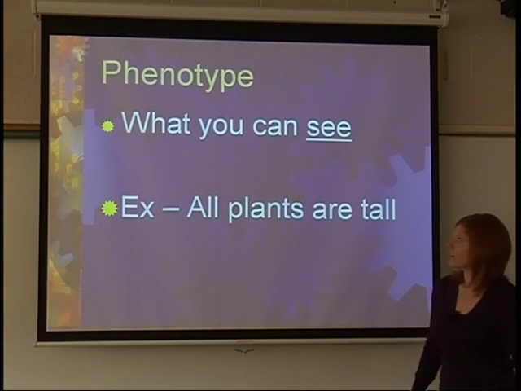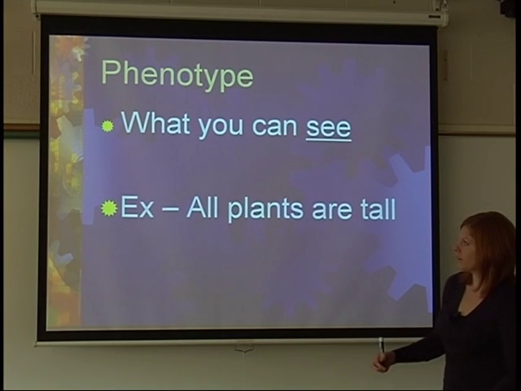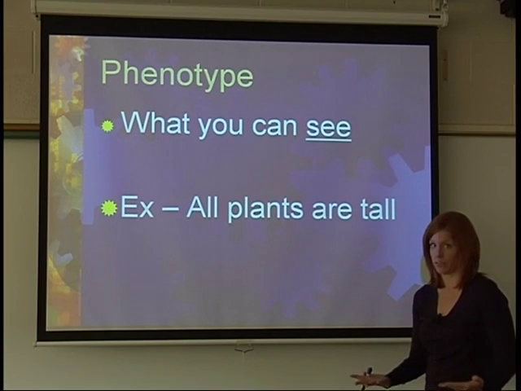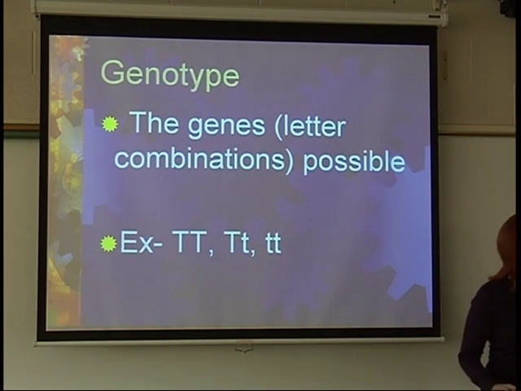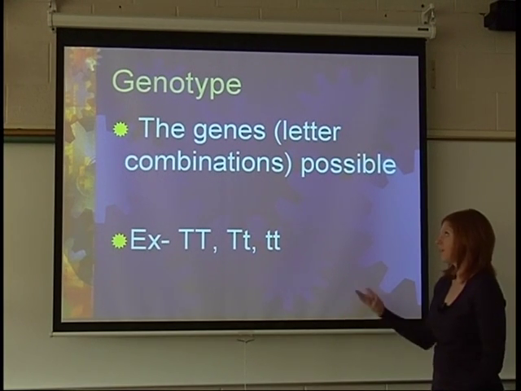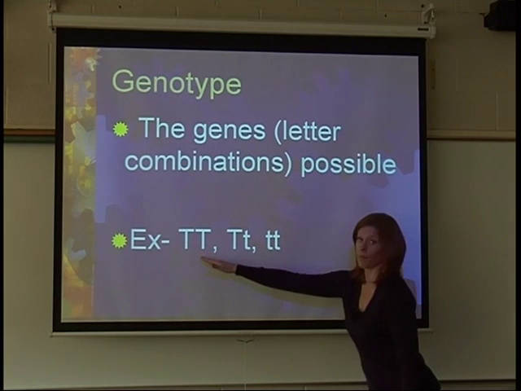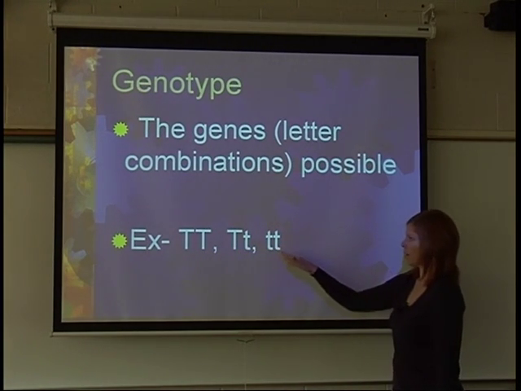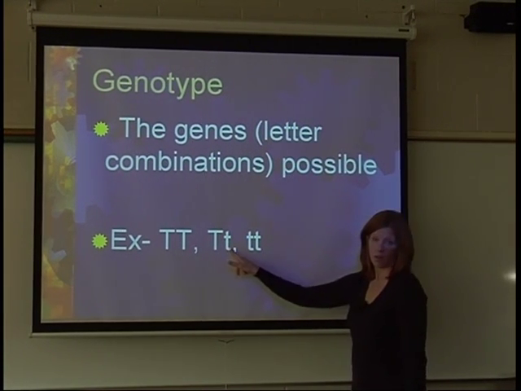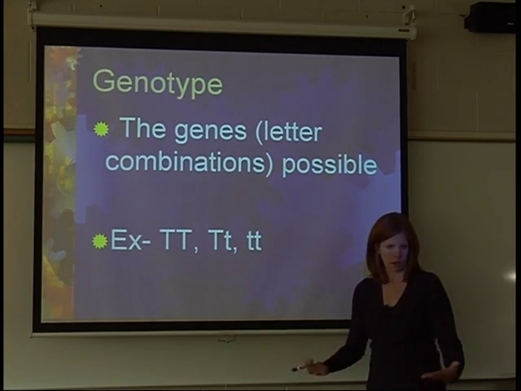Okay, so the phenotype is what you can see. So with Mendel's experiment, if you could see the plants, they're all tall. So that's what we call the phenotype, what they would actually look like. The genotype are the possible combinations of genes or alleles or letters. So the genotype would be referred to as capital, capital; capital, small; small, small. In Mendel's experiment, all of his offspring's genotype came out like this. So the genotype are the actual letters. The phenotype is what they would actually look like.